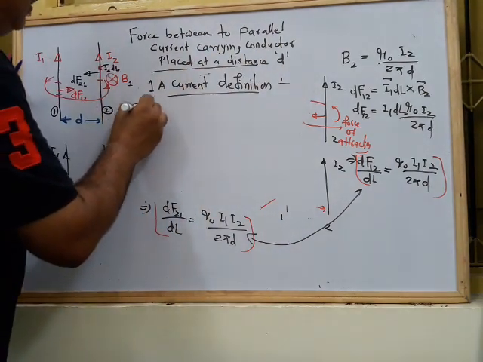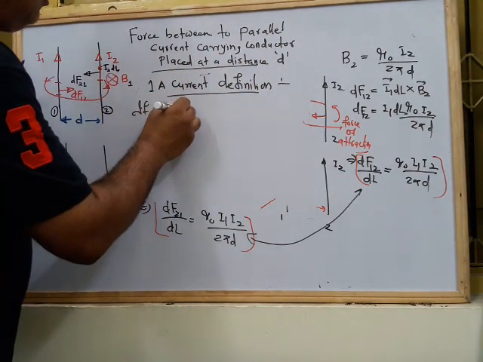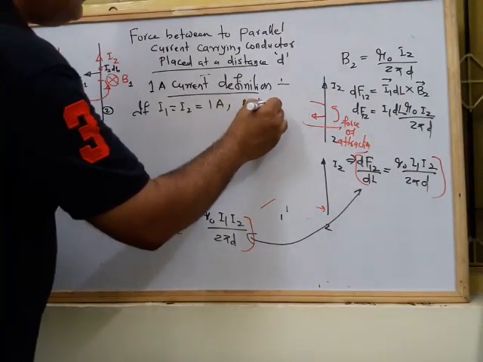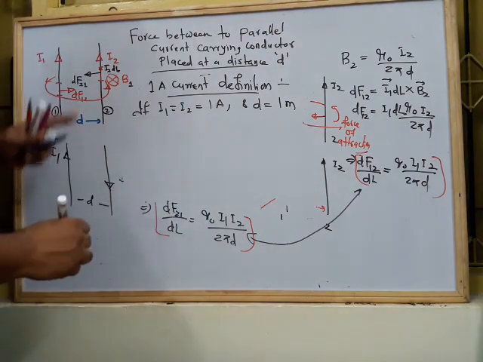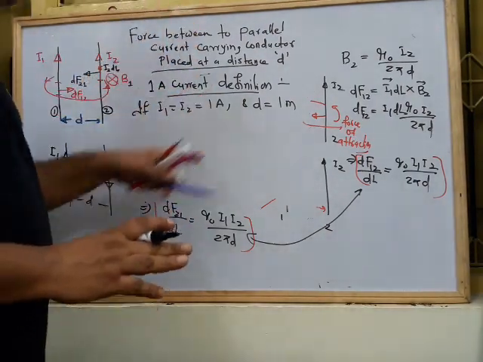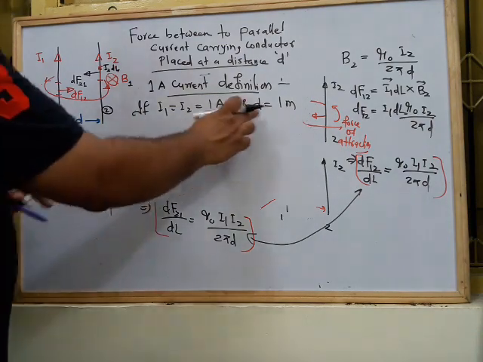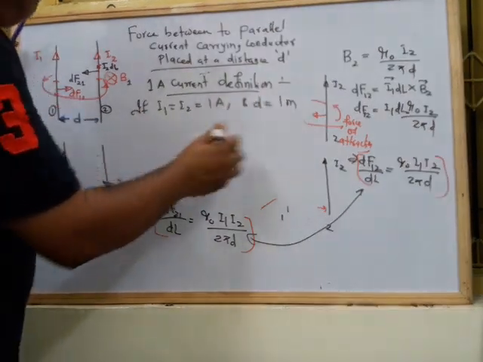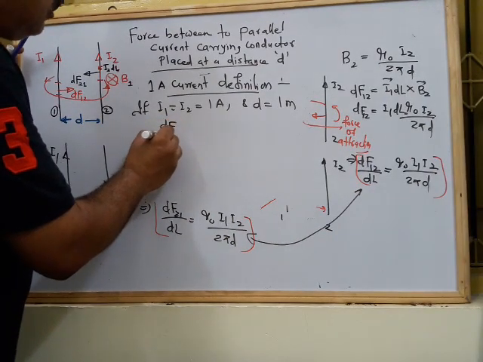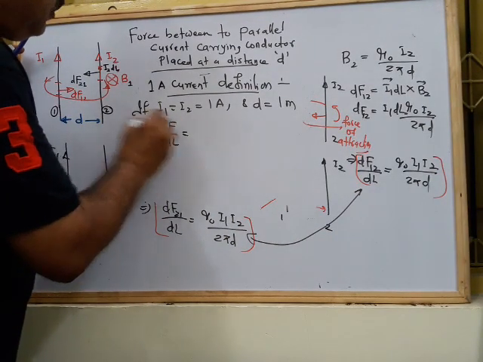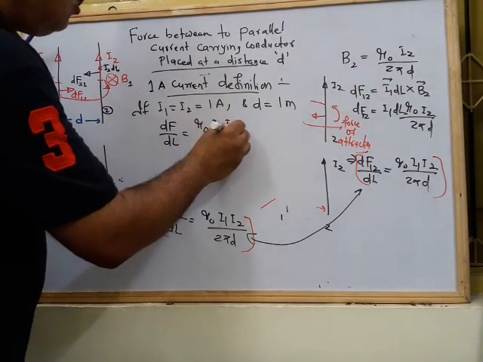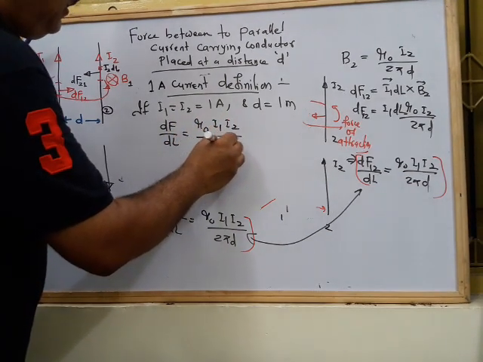Okay, now say if I1 is equal to I2 is equal to 1 ampere and d is equal to 1 meter, means let the two wires are carrying the current of 1 ampere. We have to define 1 ampere current, and if the two wires are kept at a distance 1 meter apart, then can you tell me what is the force per unit length on the wire? Yes, the force per unit length of the wire is equal to mu naught I1 I2 upon 2 pi d.